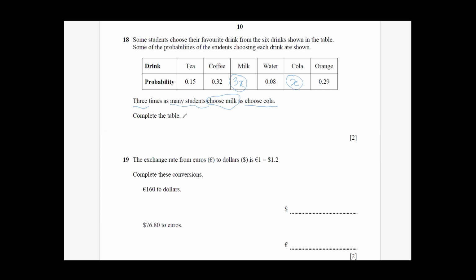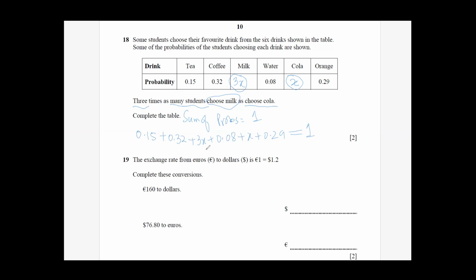So since we know that the sum of the probabilities is 1, we need to add all of these and equate them to 1. Solving them up, we can have 0.929 plus 0.08 plus 0.32 and plus 0.15.